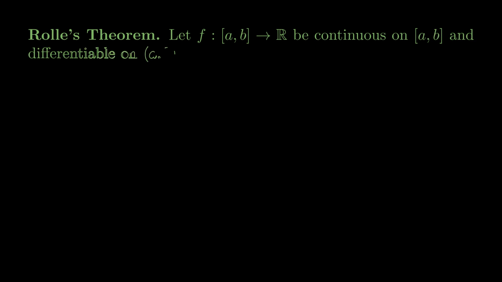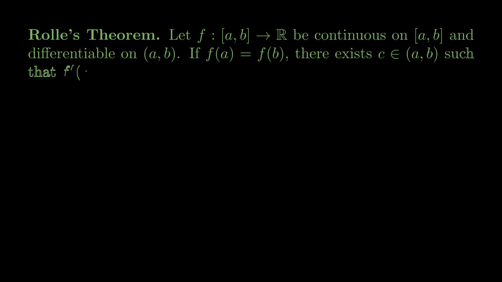Let's write out this statement. Let f from the closed interval a to b to R be continuous on the closed interval a to b and differentiable on the open interval a to b. If f of a equals f of b, then there exists some input c in the open interval a to b such that f prime of c equals 0.